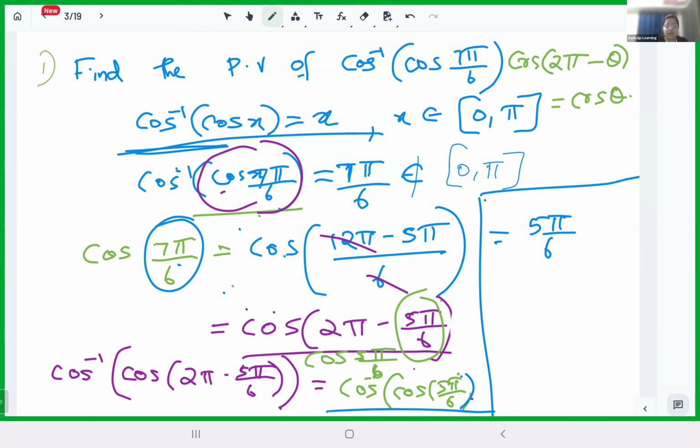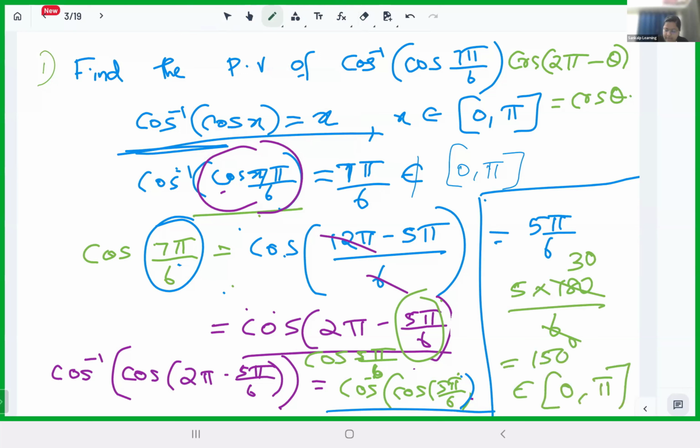And we have to check whether this 5 pi by 6 belongs to the principal value branch. How will you check? 5 into 180 by 6, right? So this will get cancelled. So this is equal to 30, so that is equal to 150 degrees. And what is the principal value branch? It is nothing but the closed interval 0 to pi. That is, 150 belongs to the closed interval 0 to pi. So we can definitely say that 5 pi by 6 belongs to the closed interval 0 to pi. So the answer is nothing but 5 pi by 6. All right, 5 pi by 6 is the answer.